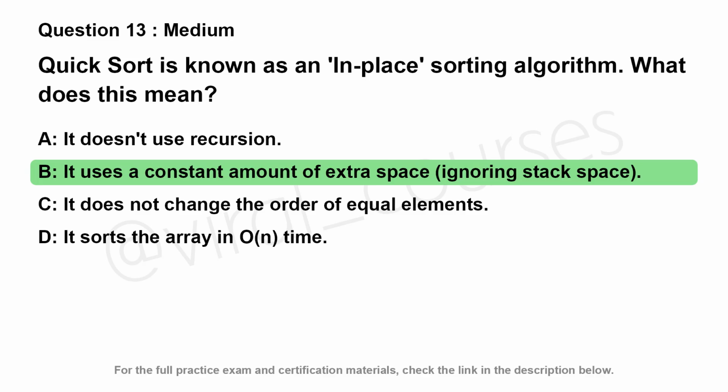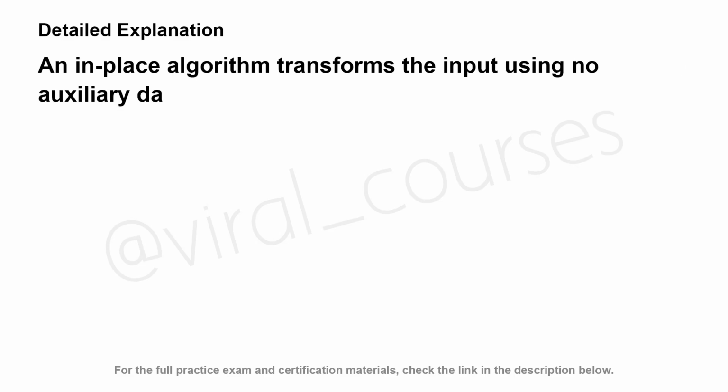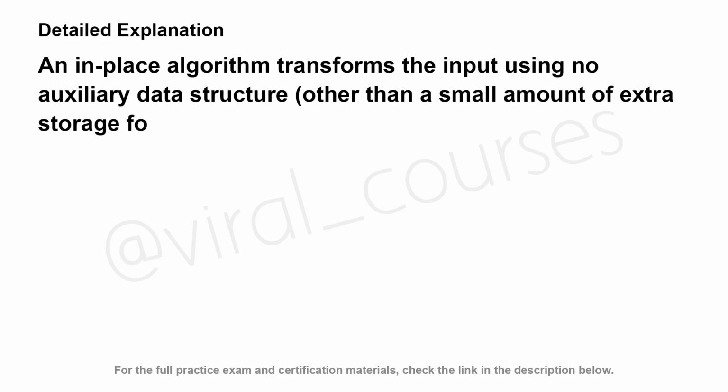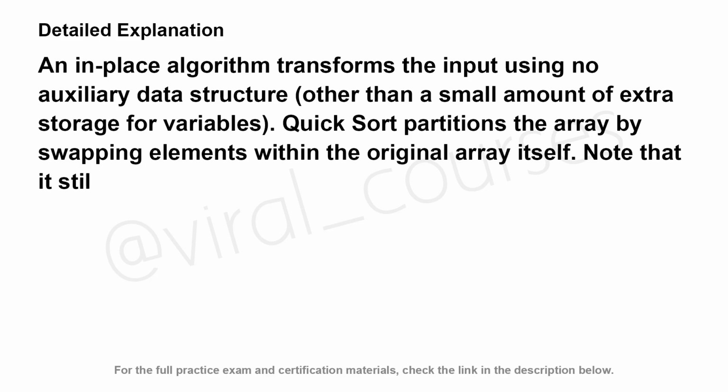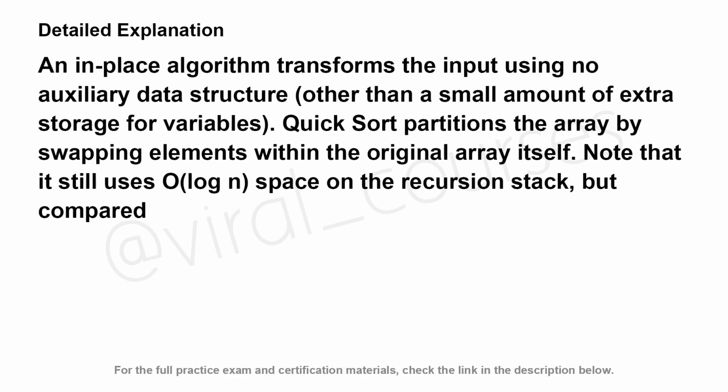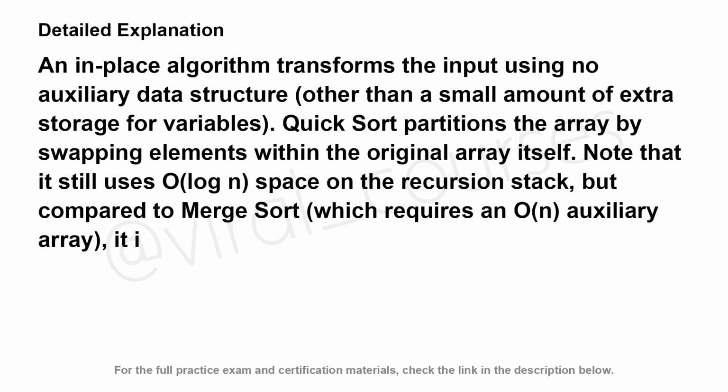The correct answer is B. An in-place algorithm transforms the input using no auxiliary data structure, other than a small amount of extra storage for variables. Quicksort partitions the array by swapping elements within the original array itself. Note that it still uses O(log n) space on the recursion stack, but compared to merge sort, which requires an O(n) auxiliary array, it is considered in place.